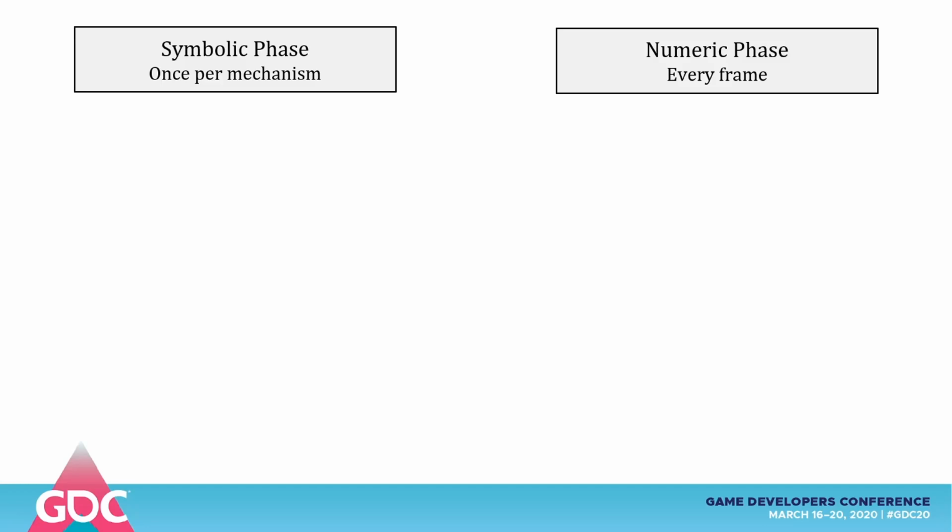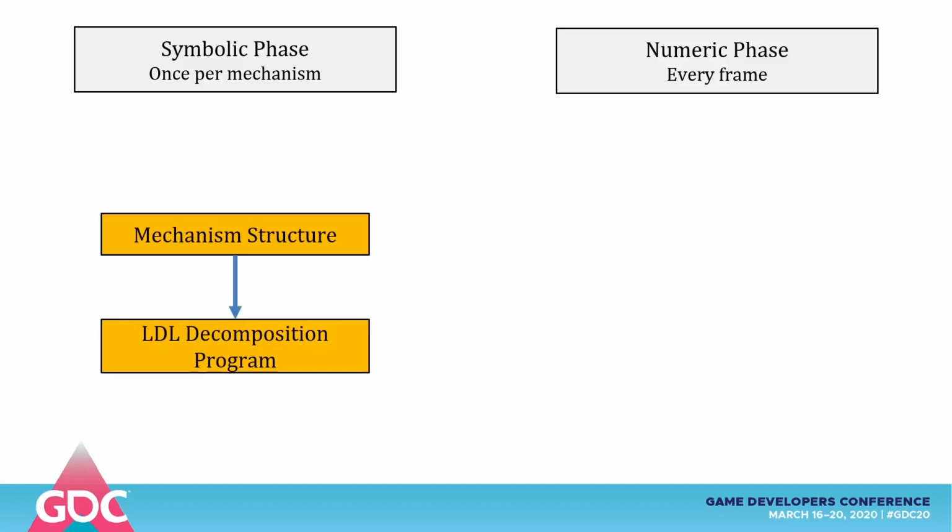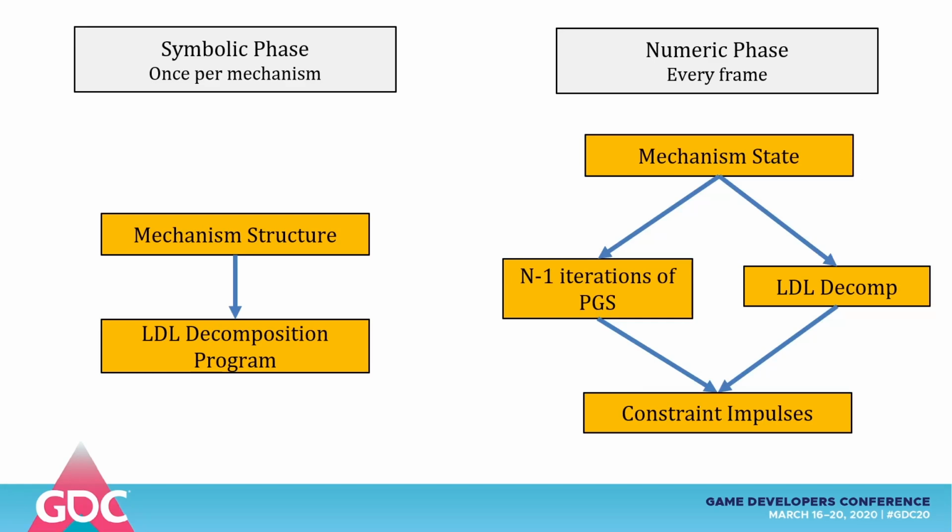The LDL PGS solver has two phases, the symbolic phase and the numeric phase. In the symbolic phase, which runs only once per mechanism, its structure is analyzed and an optimized LDL decomposition program is generated. And in the numeric phase, which executes every PhysX frame, the mechanism state is updated using both the PGS and the LDL decomposition program.